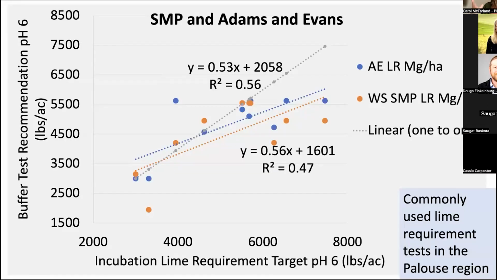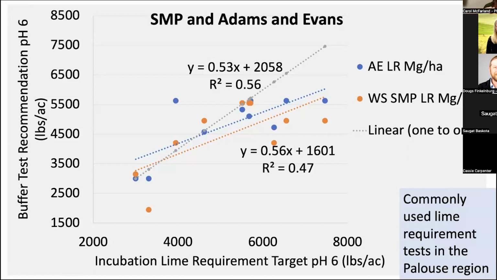So what did we find? When we compared the actual lime requirement values, those are here on the incubation, on the x-axis labeled incubation lime requirement to target pH in pounds per acre. And then we have the y-axis, the buffer test recommendation to pH of 6. And so this graph shows the two probably most commonly used buffer tests in this region, the SMP test and the Adams and Evans.